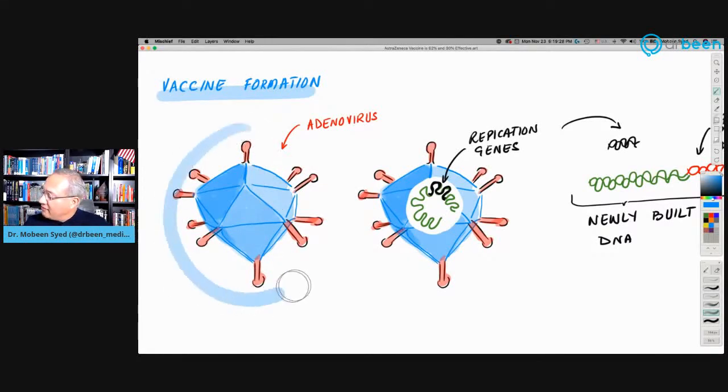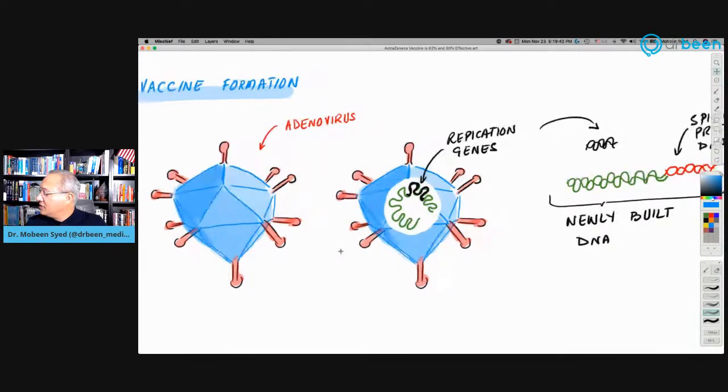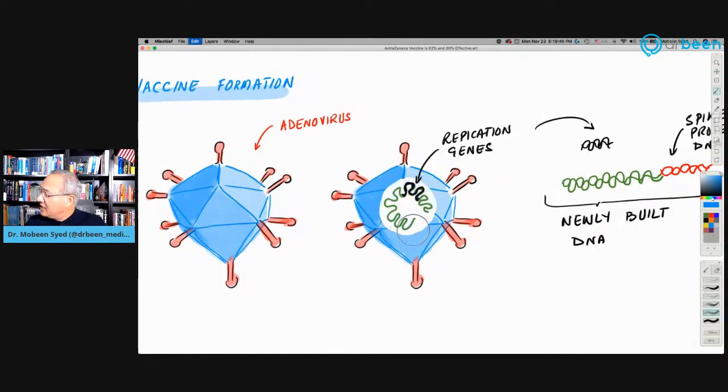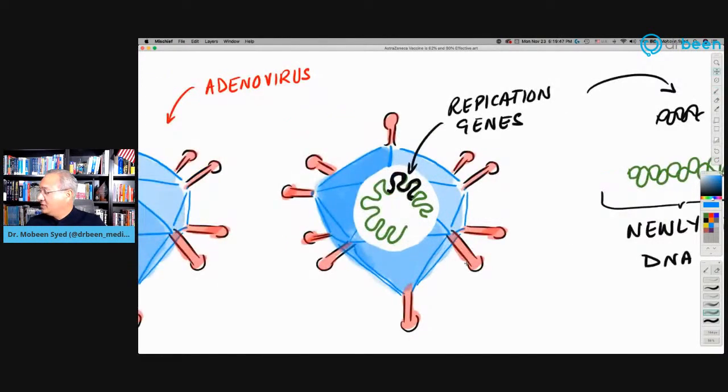So here we have an adenovirus. I made it slightly elongated over here. Ideally, it is symmetrical in all dimensions. So this is an adenovirus in chimpanzee. They take that adenovirus and imagine here is the DNA of the adenovirus.